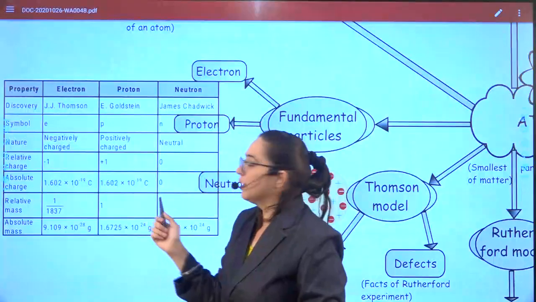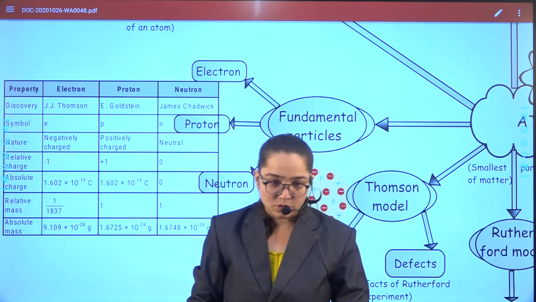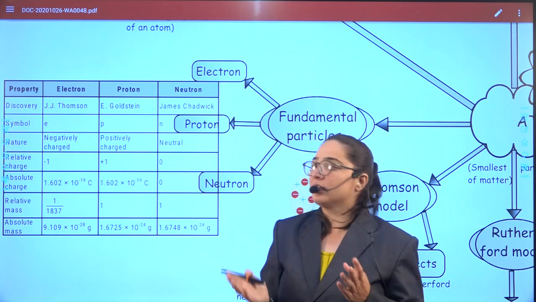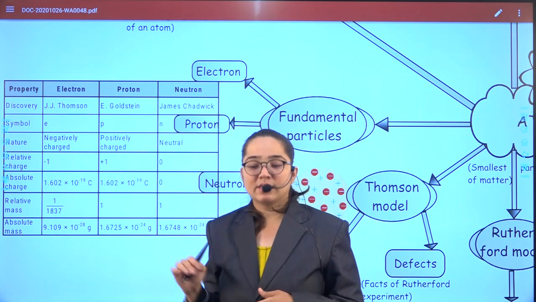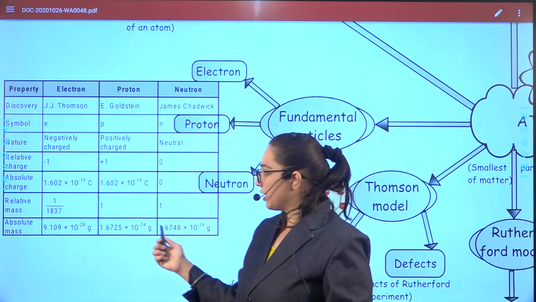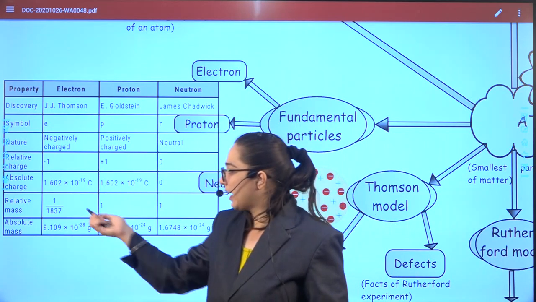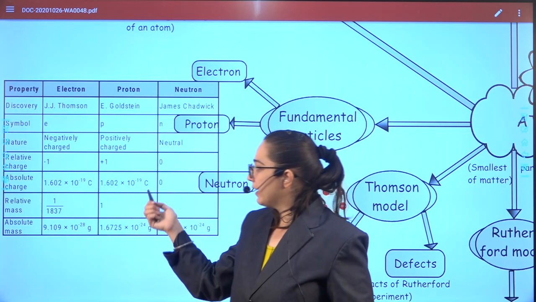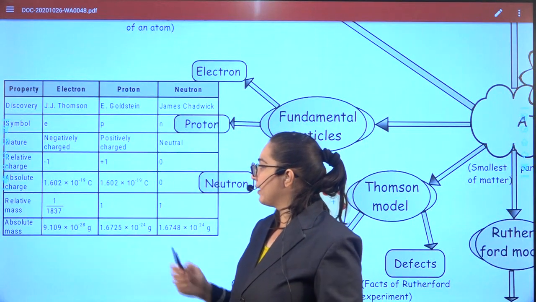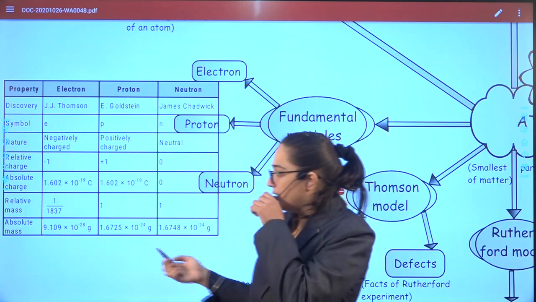The symbols are given. Charge of the electron is negative, while that of the proton is positive and that of the neutron is neutral. Relative charge, that means in comparison the neutron is having 0 charge, proton is having +1 and electron is having -1. Consider proton and same electron is of 1837 times smaller. There is no major difference in the weight, that is mass, of a proton and the neutron. There is minor difference, and this is how they are differing.